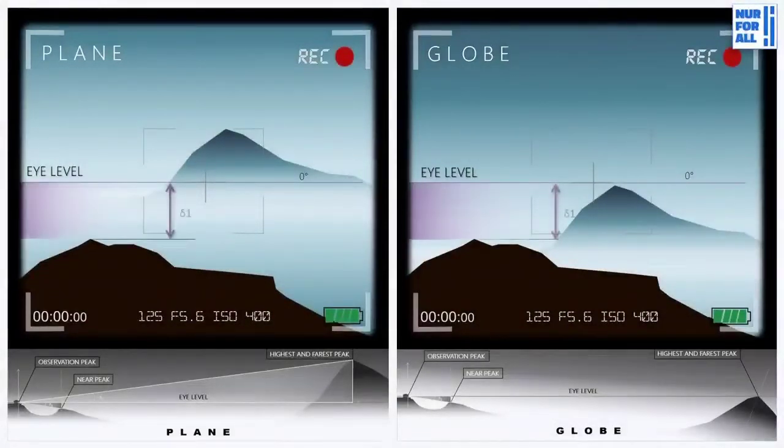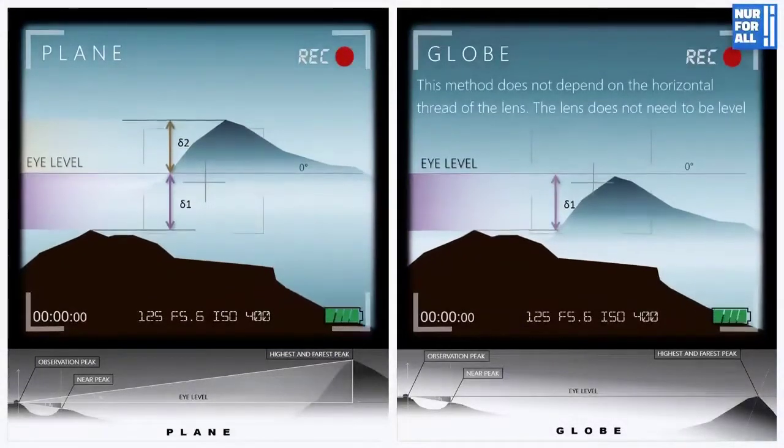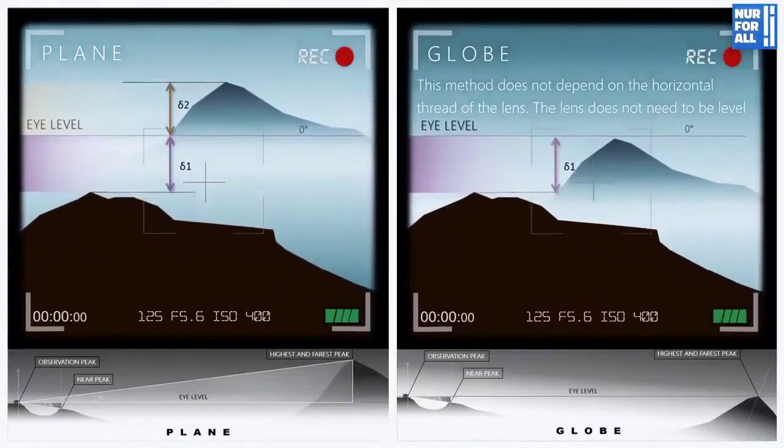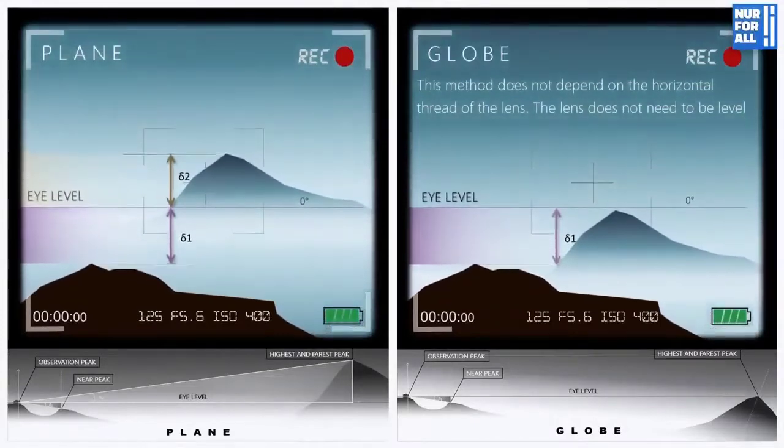Both delta 1 are equal and what changes is what we see in the background. On the flat Earth, we have delta 2 to the top of the far mountain. But on globe Earth, there is no positive delta 2 because the distant mountain fell due to curvature. Another advantage of this method is that it does not require the lens to be level. The relationship between eye level and external references is preserved whether the camera is tilted up or down when taking the shot.